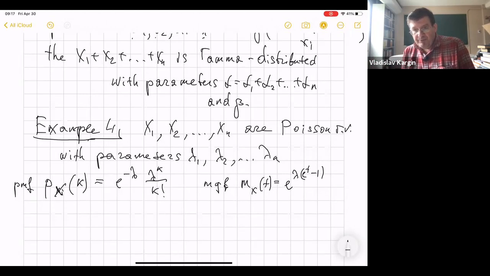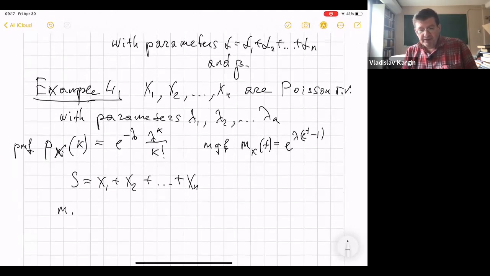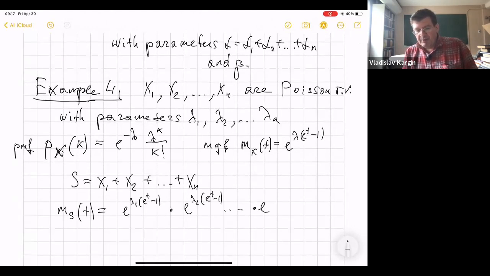So now what we want to do is take a product of these MGFs for each individual random variable. So if S is equal to x1 plus x2 plus so on plus xn, then the MGF of S, M_S(t), is equal to the product of the MGFs. So it's equal to e to the lambda 1 (e^t minus 1) multiplied by e to the lambda 2 (e^t minus 1), and so on, multiplied by e to the lambda n (e^t minus 1).